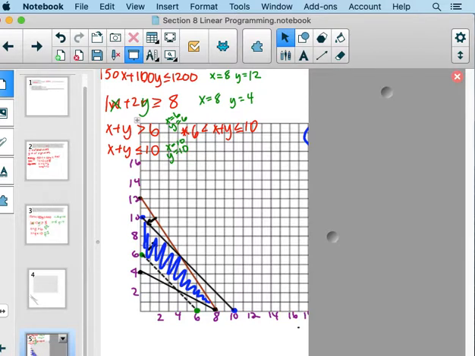And then on my acres here for 8 hours, we're going from 8, 4. That was greater than, so it's above. My 10, 10 line was below, and my 6, 6 line was above. So it has to be in between those 4 lines. I had 2 inequalities that were greater than, and I had 2 inequalities that were less than.